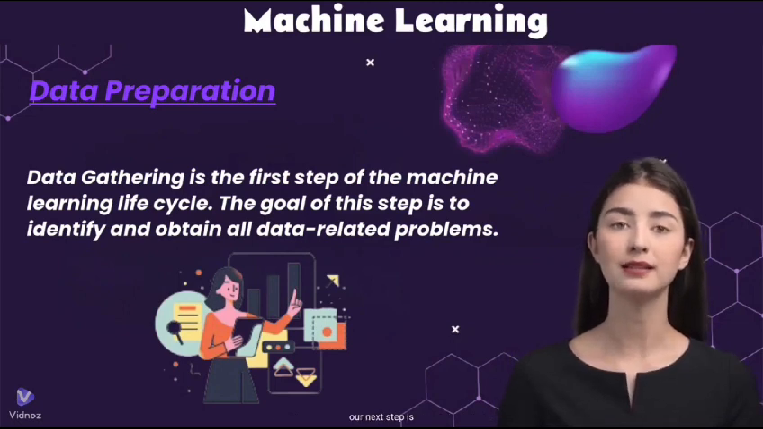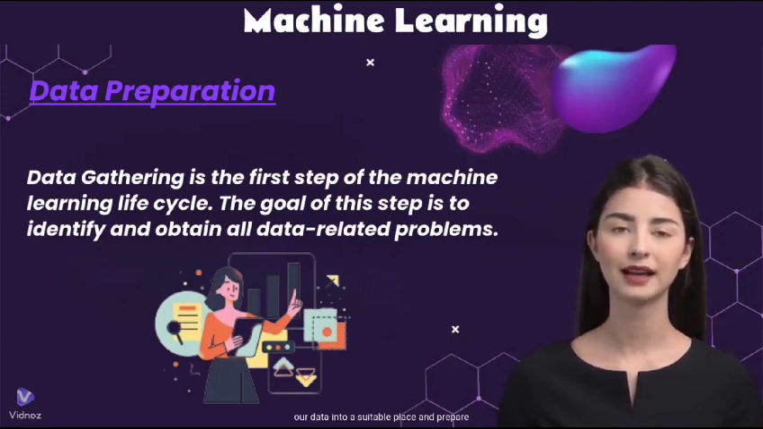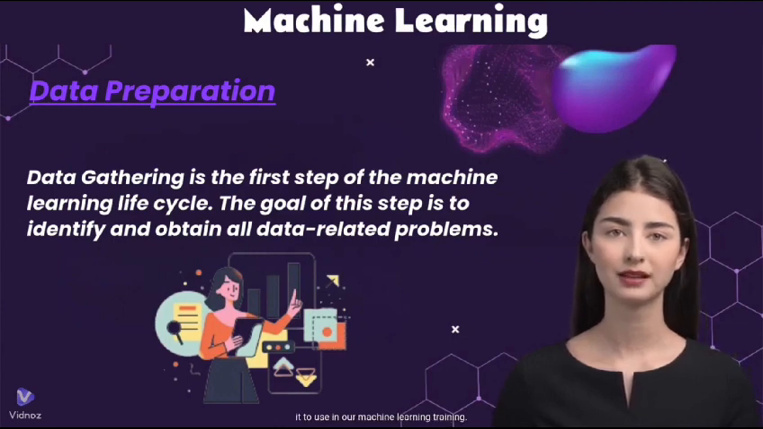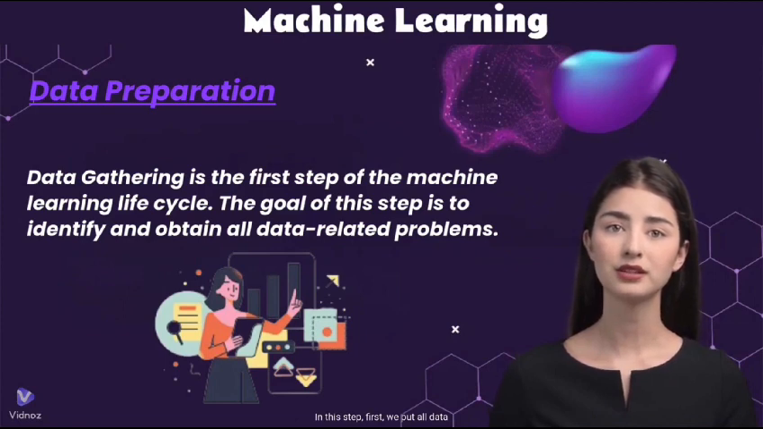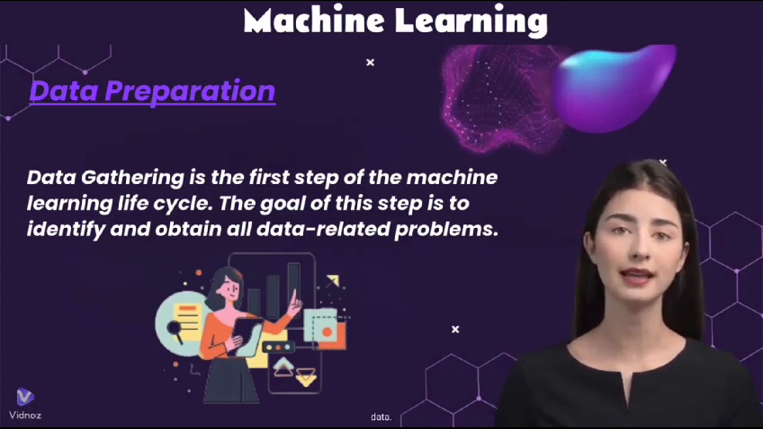Our next step is, after collecting the data, we need to prepare it for further steps. Data preparation is a step where we put our data into a suitable place and prepare it to use in our machine learning training. In this step, first, we put all data together, and then randomize the ordering of data.